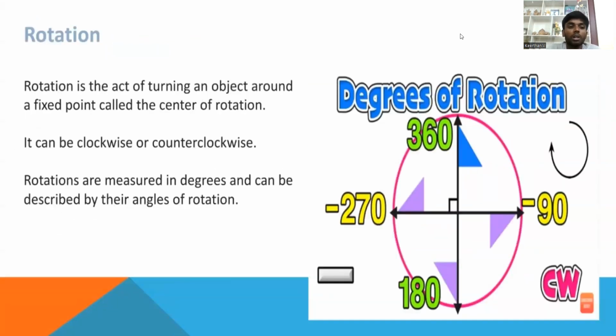What is a rotation? Rotation is the act of turning an object around a fixed point called the center of rotation. It can be clockwise or counterclockwise, that is anti-clockwise. Rotations are measured in degrees and can be described by their angles of rotation.